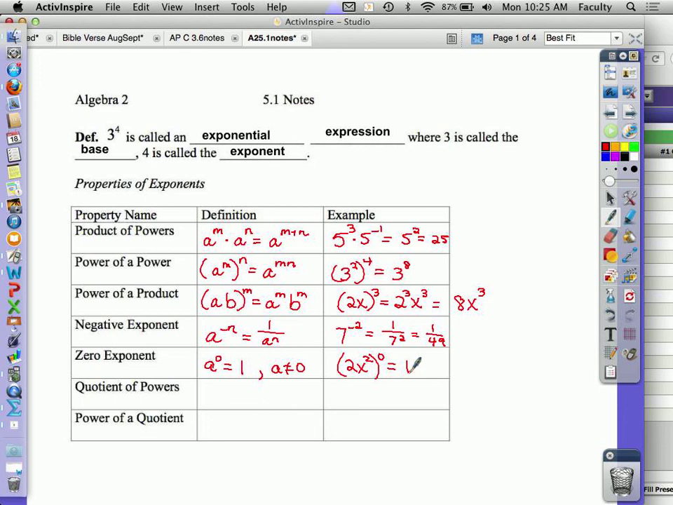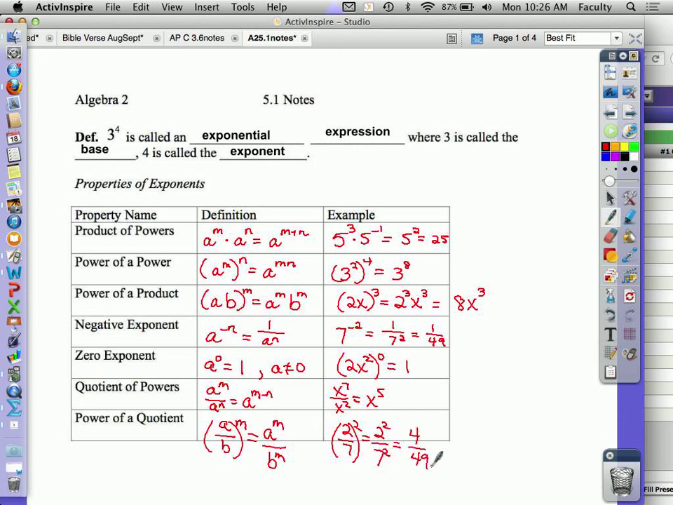All right, quotient of powers. If I have a to the m over a to the n, that's a to the m minus n power. So if I have x to the 7 over x squared, that would be x to the 5th. And then if I have a power of a quotient, if I have a over b to the m, that means you take the numerator to that power and the denominator to that power. So if I have 2 over 7 squared, that's 2 squared over 7 squared, which would be 4 over 49.